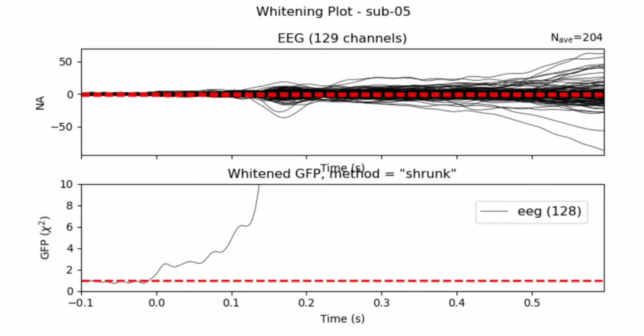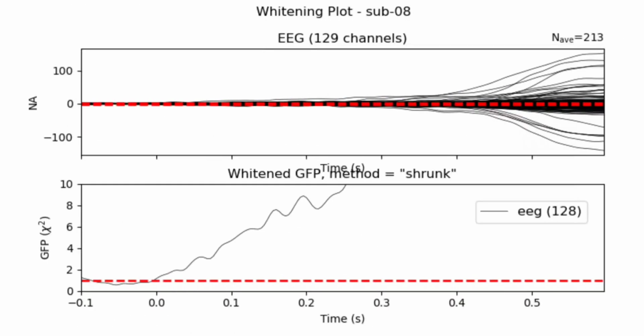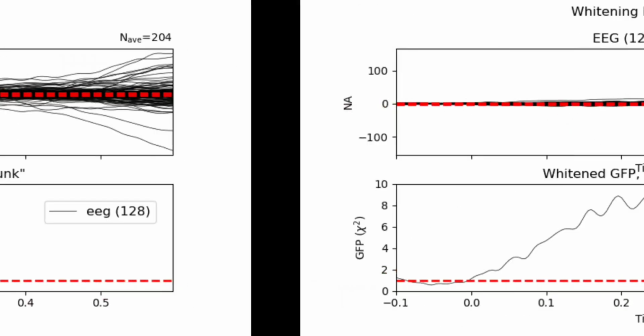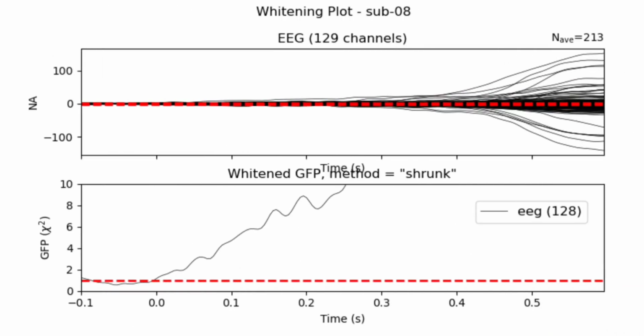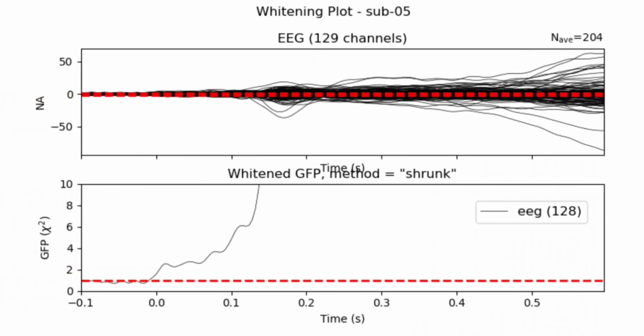Sub-05 and Sub-08. Good with minor drift. The baseline is perfect. After the stimulus, you can see in the top panel that some channels start to drift away slowly. This is reflected in the GFP slowly climbing throughout the epoch. This is very common in EEG. Since your primary effects of interest are early, 70 to 200 milliseconds, this later drift is not a major concern. The whitening itself is still correct.